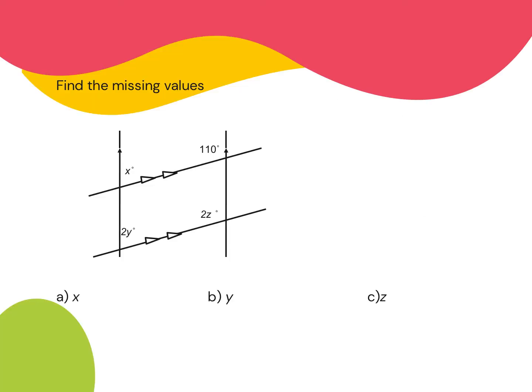Okay, so for here, it says find the missing values. Again, I've got my parallel lines here. They've got the arrows on them. And again, I have 2 transversals. This is my first one and my second one. Actually, these are parallel as well. You see the tiny arrow there?